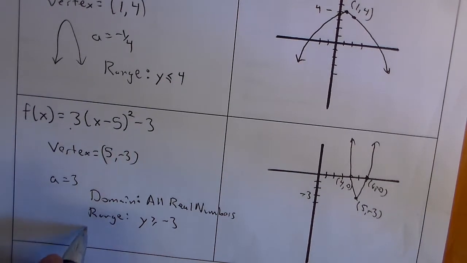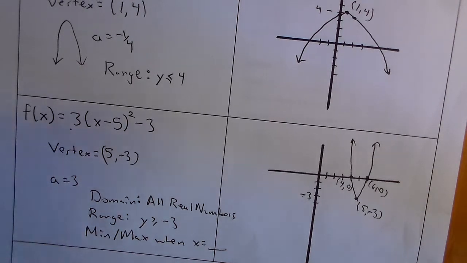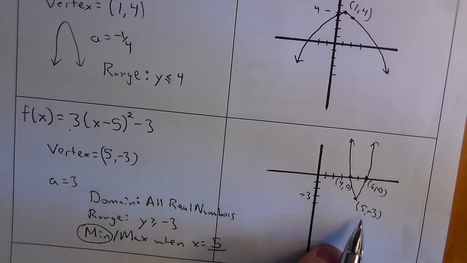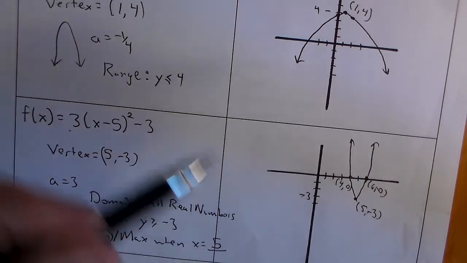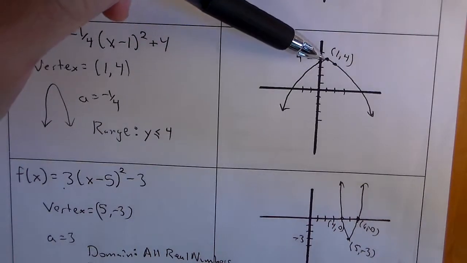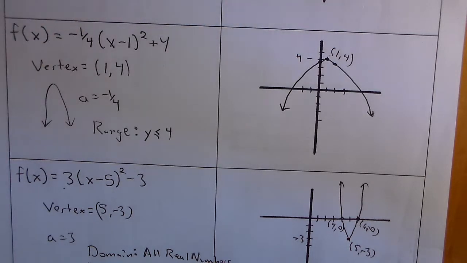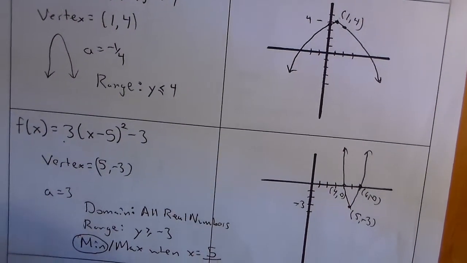Another thing we may be asked is to find the minimum or the maximum when x equals a value. Now, if it opens up, it's always a minimum. And the x value when it hits the minimum, in this case, is 5 because it's the x value of the vertex. In the problem above, we would say it hits a maximum, because it opens down, it reaches a peak. It reaches that maximum when x equals 1. Again, the x value in the vertex.